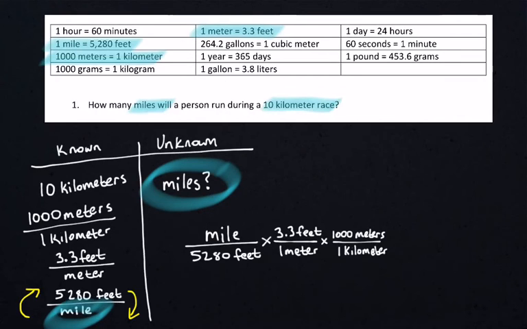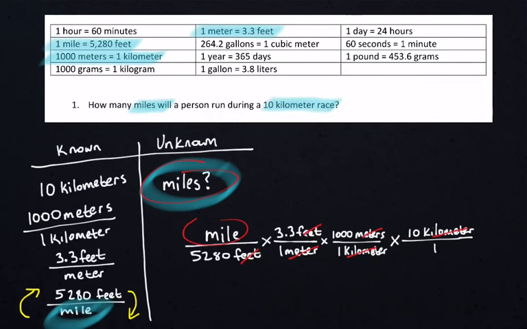So I'm not going to flip this one because meter over meter cancels. Now I have to cancel out the kilometer. I can do that with the length of the race, 10 kilometers. All right, so let's take a look at what I'm going to do now. I'm going to cross out my units. Feet over feet cancels. Meter over meter cancels. Kilometer over kilometer cancels. All I'm left with is miles, which is what I want to end in.